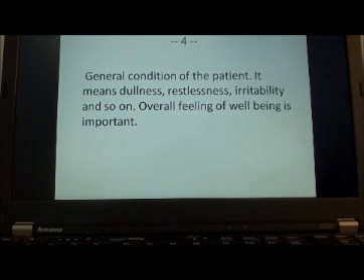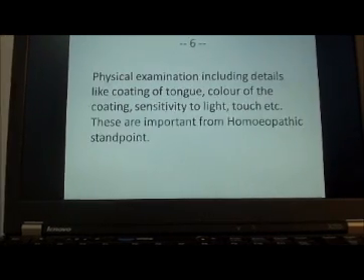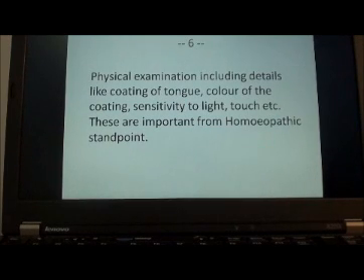Suppose the patient is having temperature 104 and it has not changed the next day, but the patient says, yes, I am feeling a little better overall, that is a criterion for not changing the drug, that means the drug is acting. Number 5, inquire into physiological functions like appetite, thirst, defecation, etc. Number 6, physical examination including details like coating on the tongue, color of the coating, sensitivity to light, touch, etc.